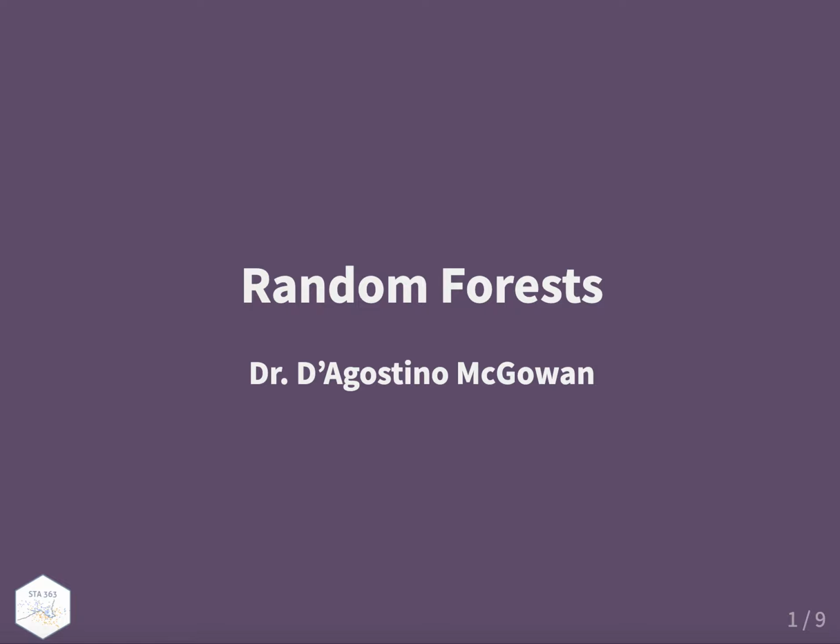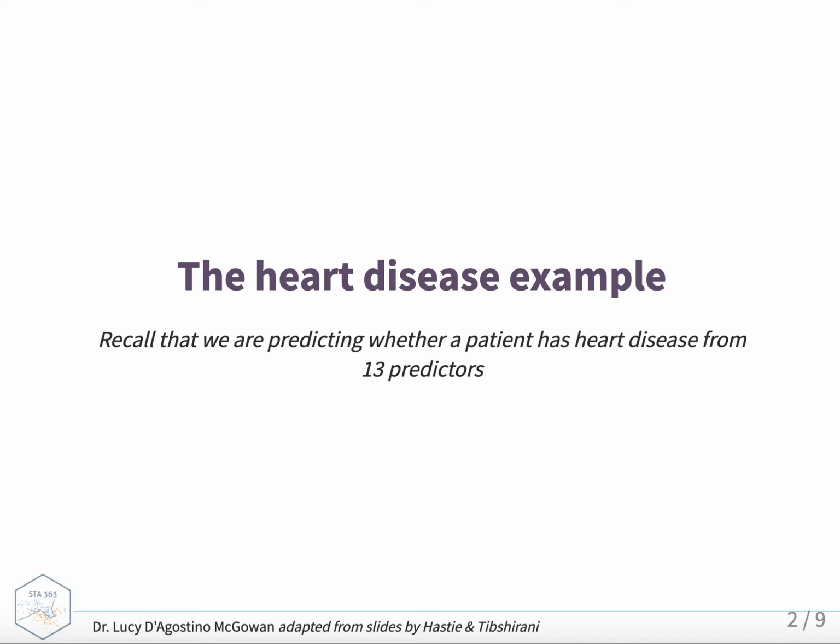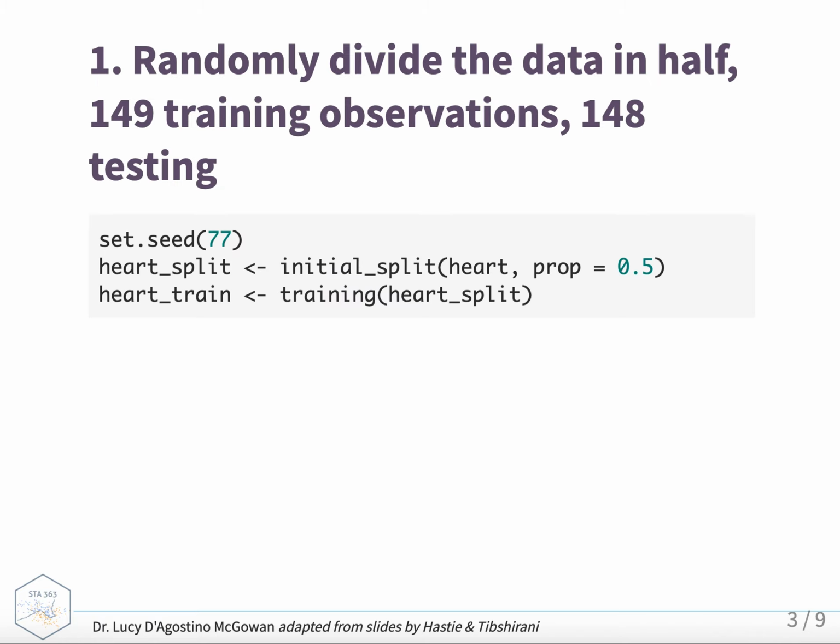Right, now we're going to talk about how to actually build these random forests and these bagged trees in R. So let's go back to the heart disease example that I was doing before. Recall that I'm predicting whether a patient has heart disease from 13 predictors. And so this is a classification example.